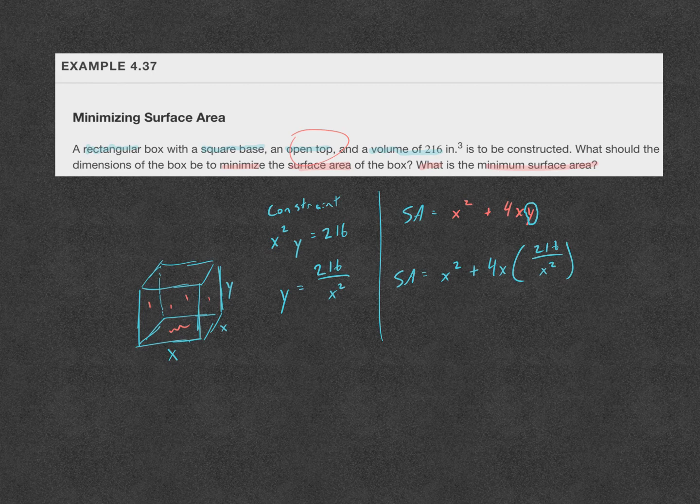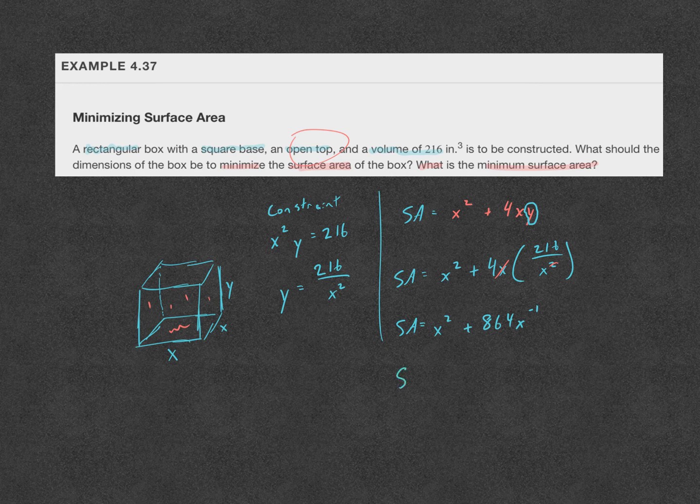And let's simplify before we take our derivative. One of those x's cancels out. So surface area is equal to x squared plus 4 times 216, which is 864, over x. And instead of leaving that x in the denominator, because I know the next step is to take the derivative, I want to write it as x to the minus 1. That's going to make my derivative step just a wee bit easier. So that's what we'll do.